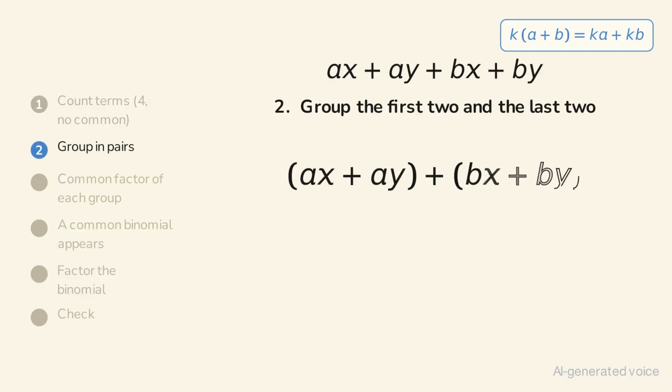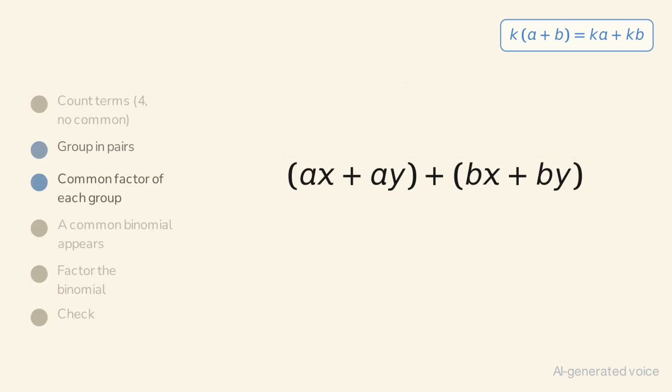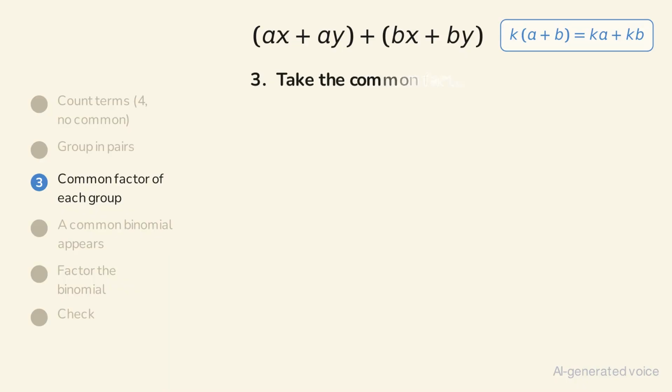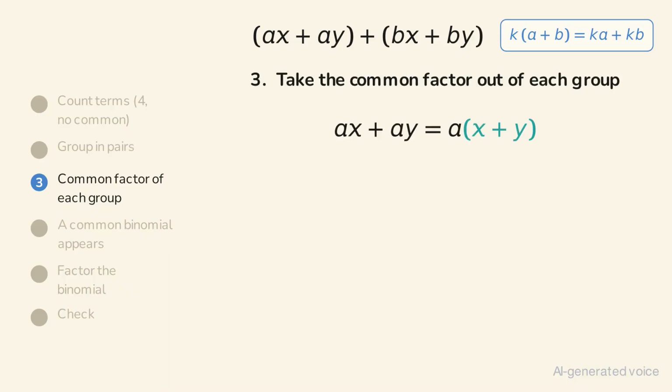Step 2. We group them in pairs. The first two, ax plus ay, in one group, and the last two, bx plus by, in another group. The idea is that inside each group there is a common factor. Step 3. And here's the magic. From the first group, ax plus ay, we take out common factor a, leaving a times (x plus y). From the second group, bx plus by, we take out common factor b, leaving b times (x plus y).